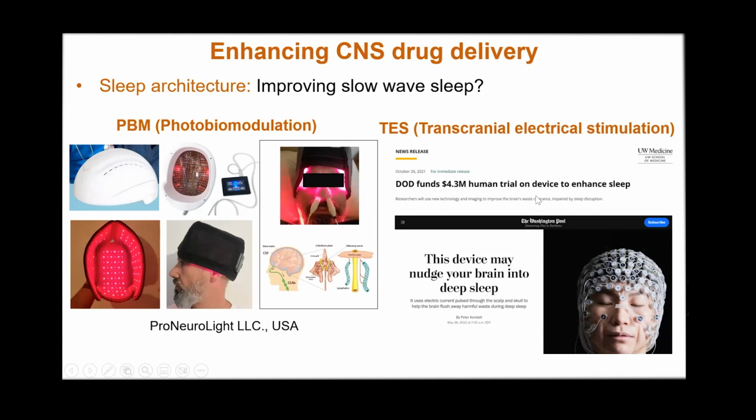This is pretty recent, wherein groups in the US are developing this transcranial electrical stimulation coupled with high density EEG. The main motive of this paradigm is to switch the gears during sleep to promote slow wave sleep paradigms and help eliminate all these toxic metabolites from the brain.